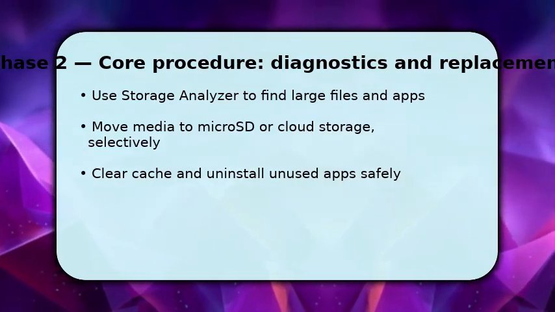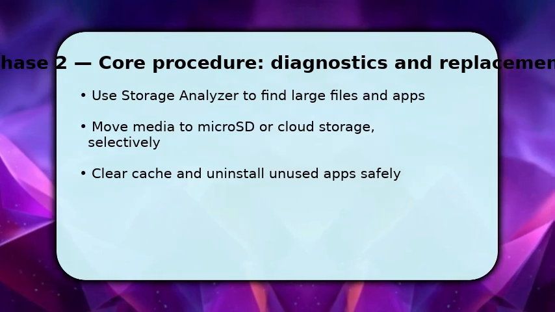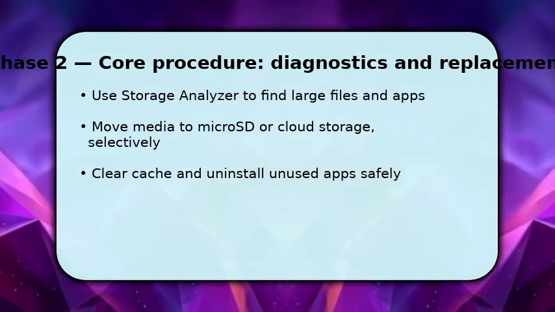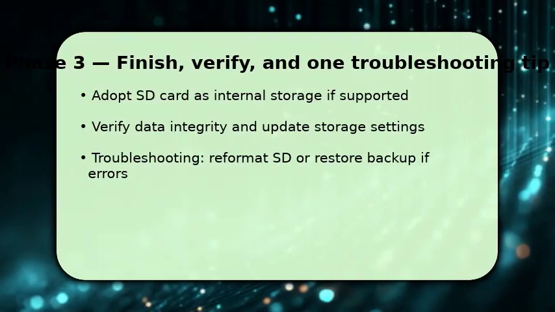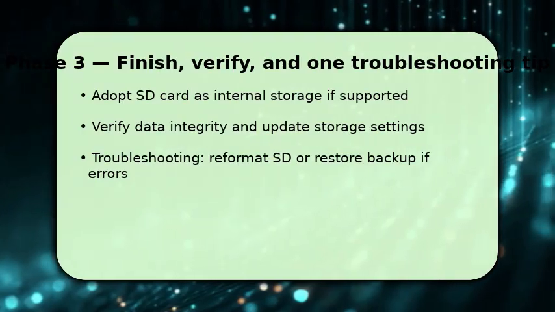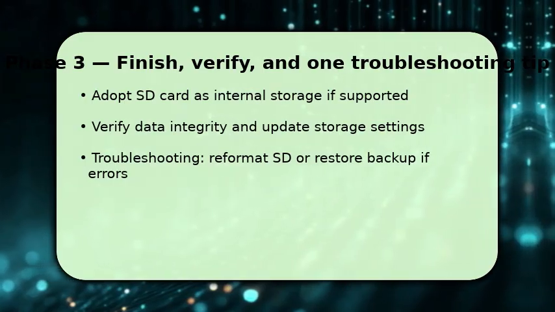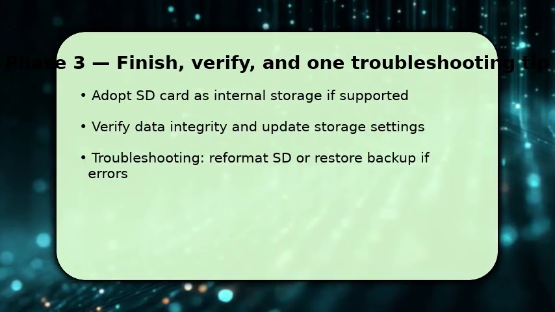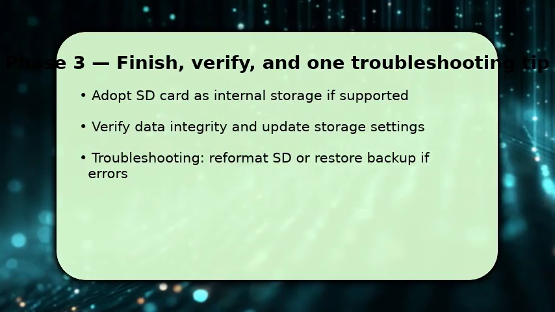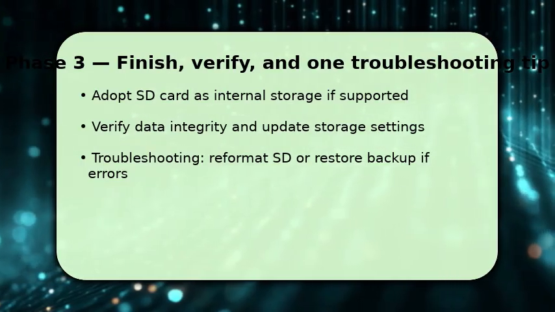To expand usable storage, adopt your micro SD as internal storage if your Samsung supports it. This encrypts the card and extends app storage, but note it ties data to this device. Once moved, verify file integrity and adjust backup paths in gallery and app settings. Finally, reboot and check free space reports.